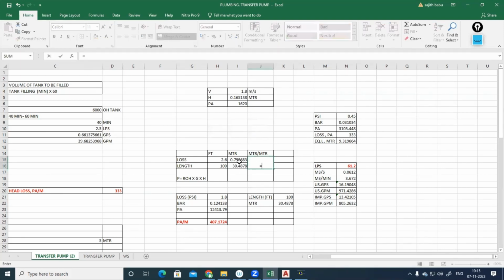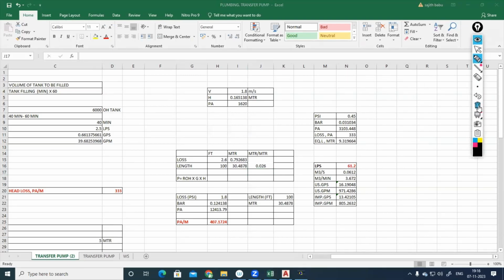So what we can do? Loss divided by length of pipe. Each 30.48 meter, 0.79 meter, so 0.79 divided by 30.48 gives the pressure drop for 1 meter. So each meter of pipe length, 0.026 meter of water column pressure drop can come.